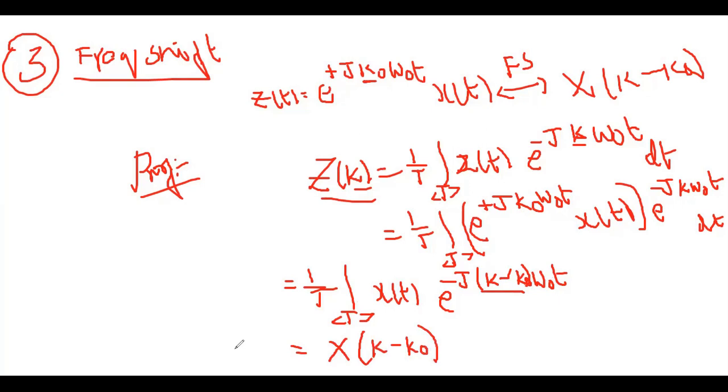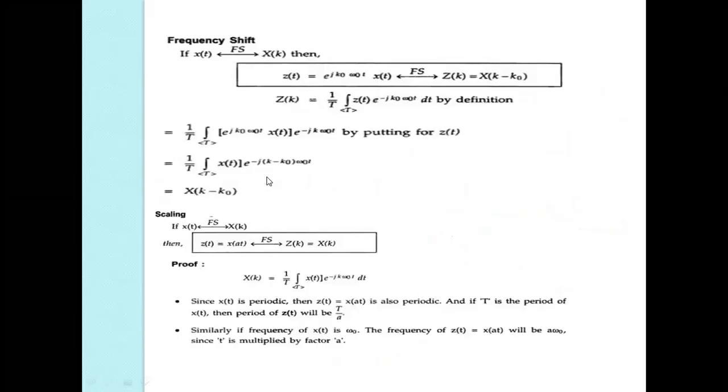Okay. The frequency shift property: when the frequency is shifted, the positive exponential is multiplied with the time signal, and when the time is shifted, the negative exponential is multiplied with the frequency signal x of k.